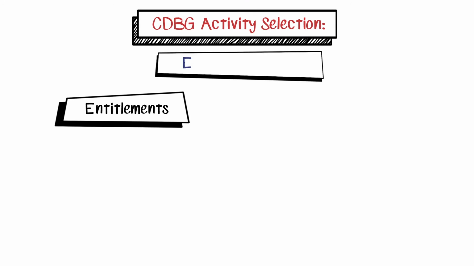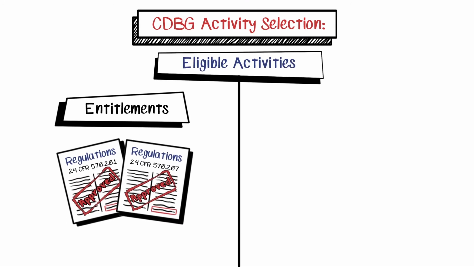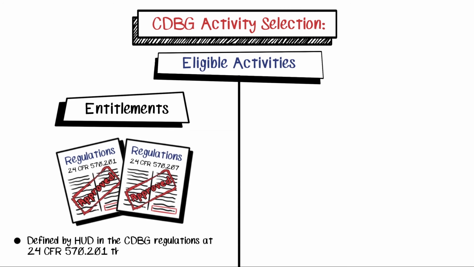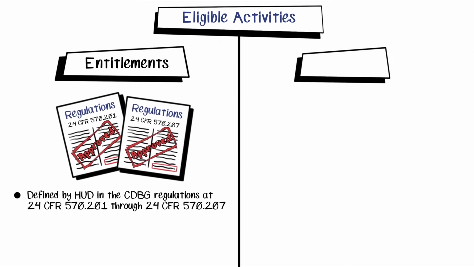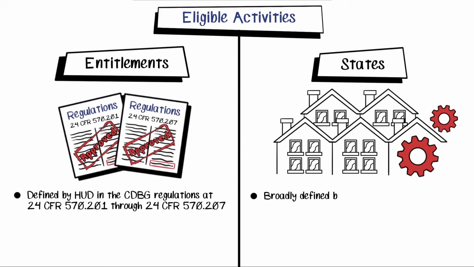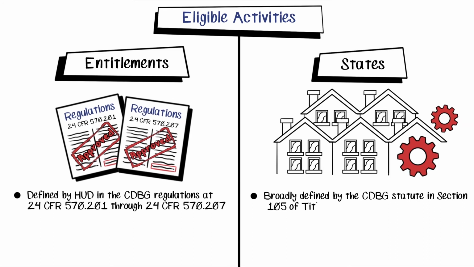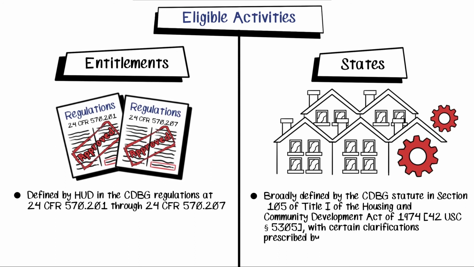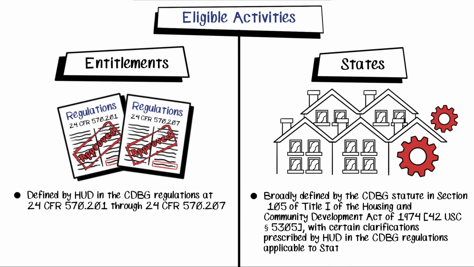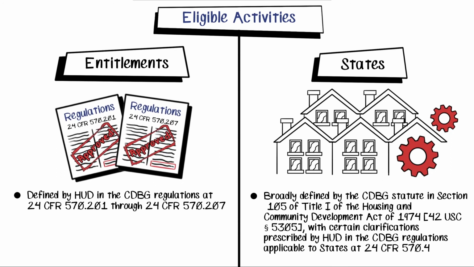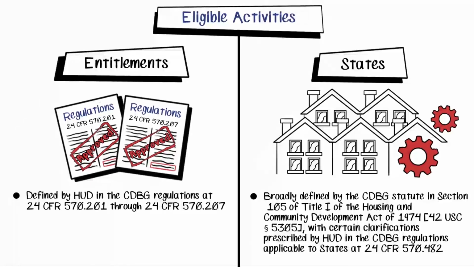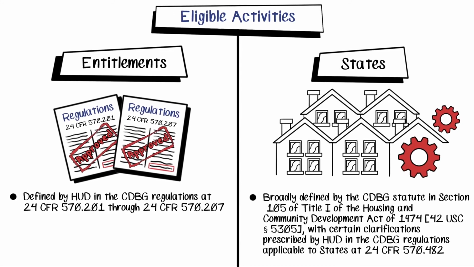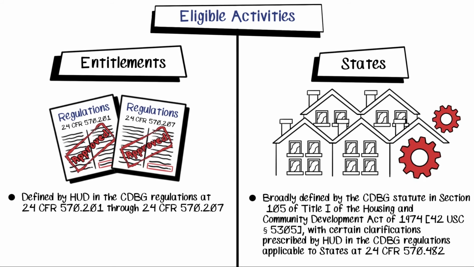For entitlements, determining eligible activities that may be undertaken is relatively simple because the eligible and ineligible activities are defined in the CDBG regulations. The rules for determining eligible CDBG activities for the state CDBG program are broadly defined by the CDBG statute, with certain clarifications prescribed by HUD in the CDBG regulations applicable to states. As a result, states must consider both the statute and the state CDBG regulations that include clarifications for certain activities, and then define the CDBG activities that will be eligible under their program. The state definitions may be codified in state law or policy. States may choose to follow some or all of the entitlement rules for simplicity.